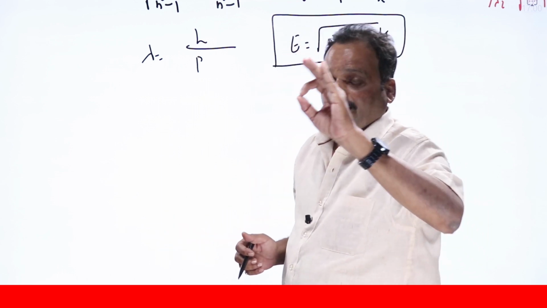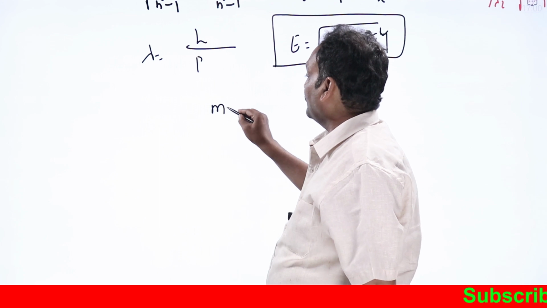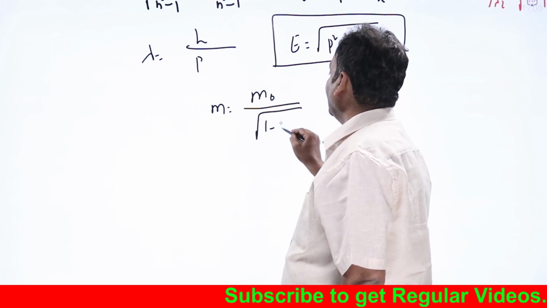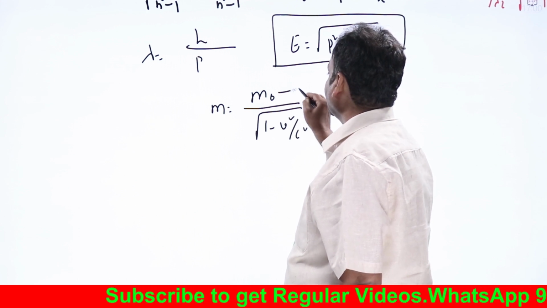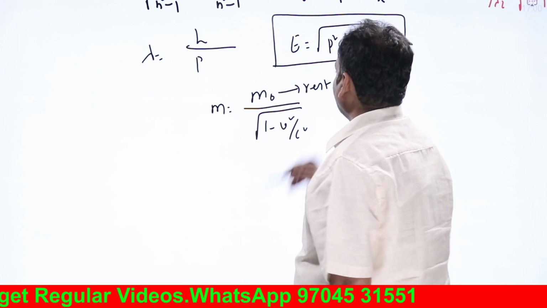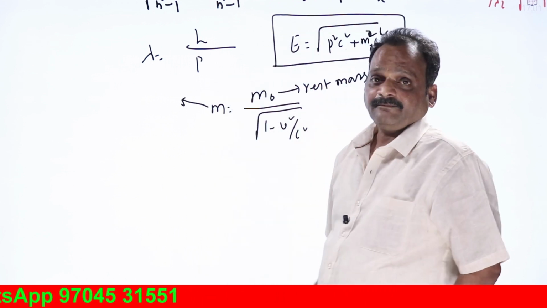So, according to relativity, mass is not constant, but mass varies with the velocity as m0 by root of 1 minus v square by c square. m0 is called the rest mass of the particle. This m is the mass when it is moving with some velocity v.